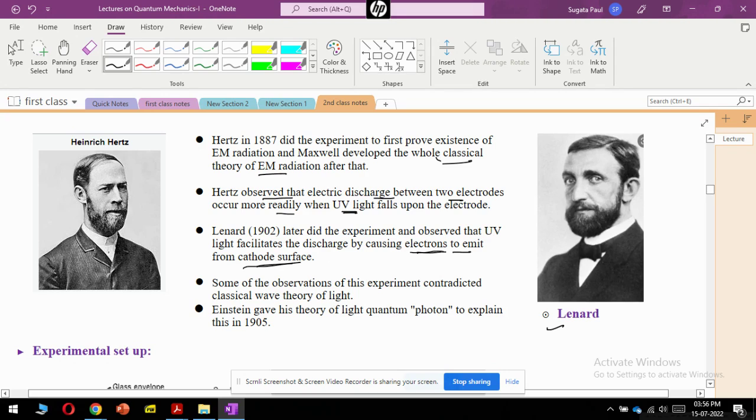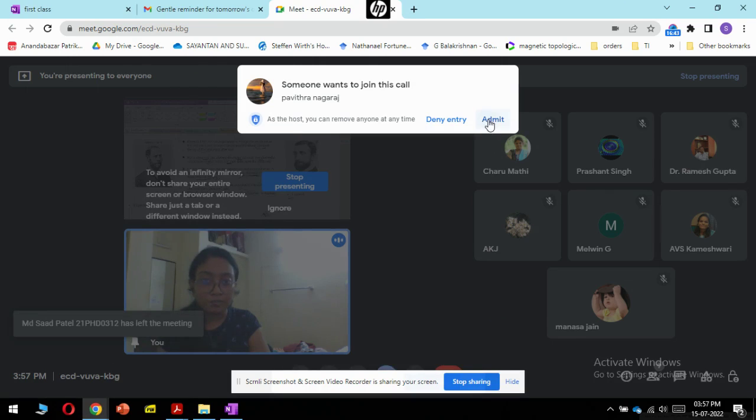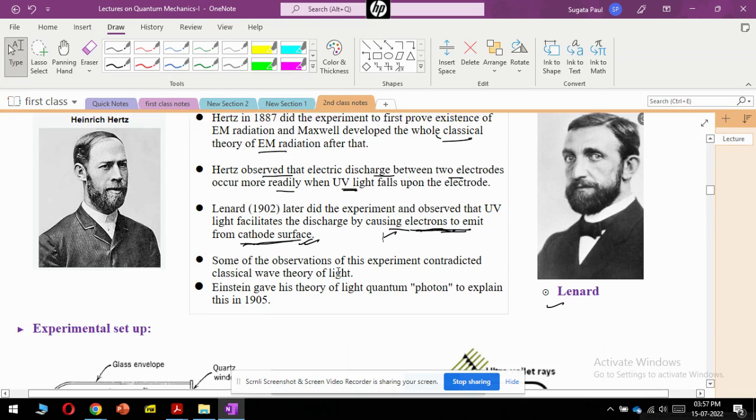Now, this was the first base point that was created for the photoelectric effect. You see, because this is the photoelectric effect, right? That light, be it any light, that UV light is incident on the metallic surface or the electrode, say, and it is causing the electrons to come out from that cathode surface. So this is the photoelectric effect that was first discovered, I'd say, by this scientist Lenard in 1902.